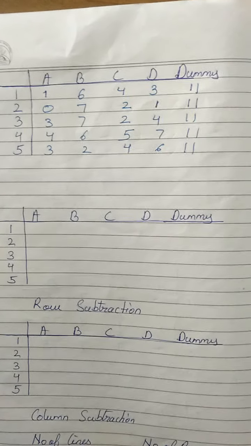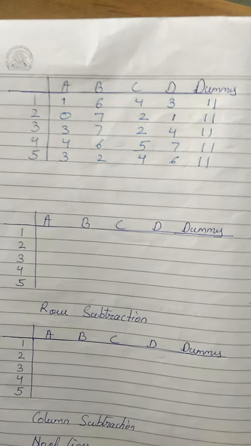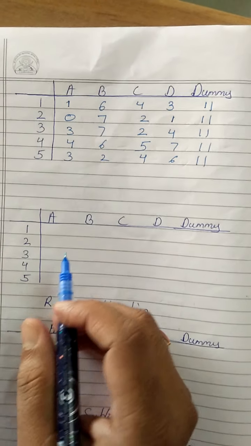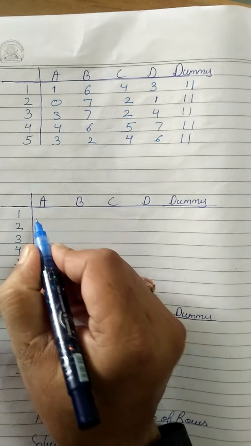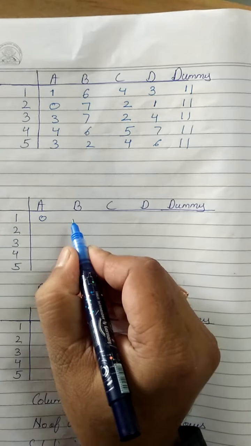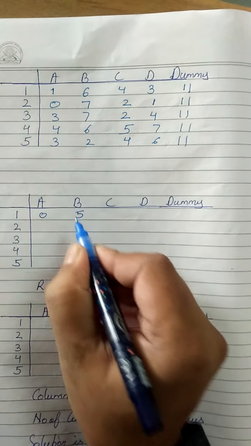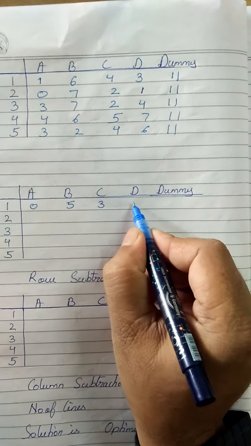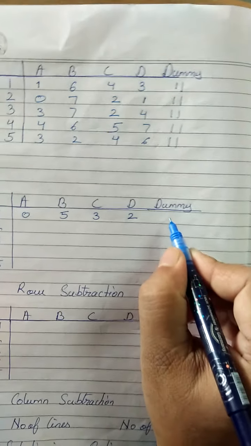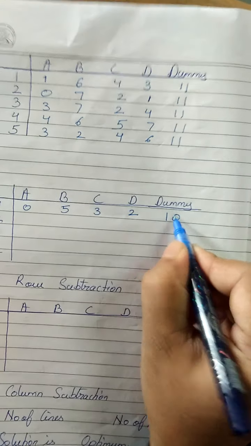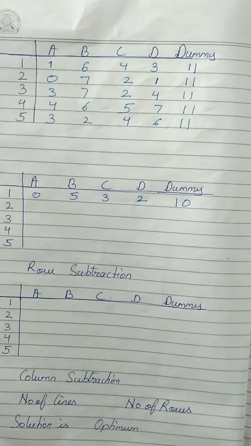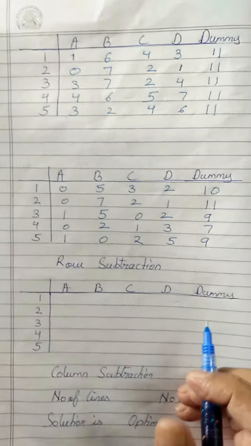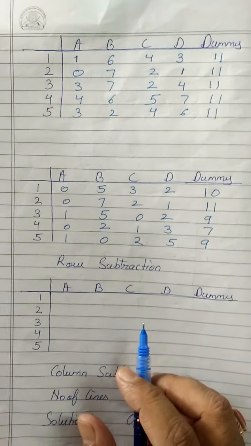The first step of the Hungarian method, after adding the dummy, is row subtraction. Select the first row, whose minimum value is 1. Now 1 minus 1 is 0, 6 minus 1 is 5, 4 minus 1 is 3, 3 minus 1 is 2, 11 minus 1 is 10. Repeat the same for all the rows. After doing it for all the rows, we get a new matrix. Now the row subtraction step is over.